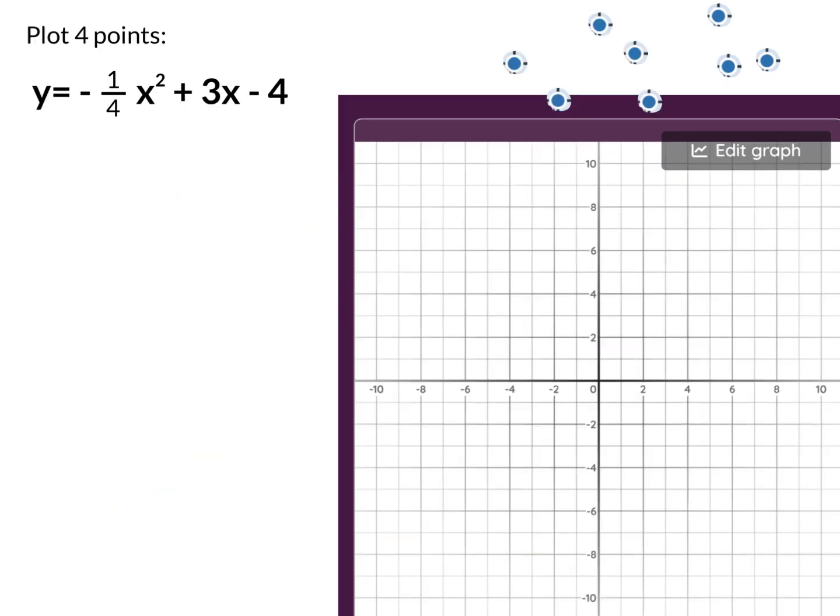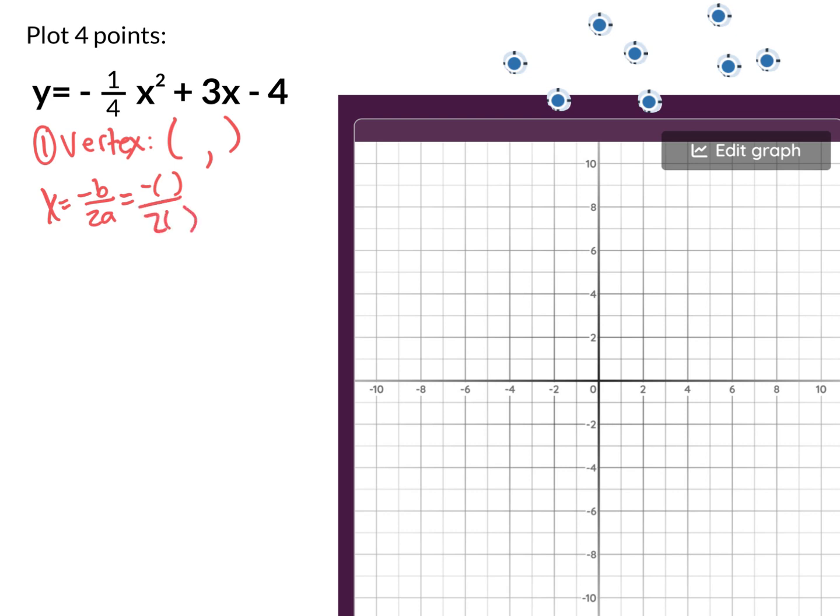So let's plot 4 points of this graph. Again, we're going to begin with the most important point, the vertex, which is a location on the xy plane. It's an x value and a y value. It is a coordinate. How do you find that coordinate? You start with the formula, x equals negative b over 2 times a. And whenever you use this formula, please replace the b and the a with parentheses.